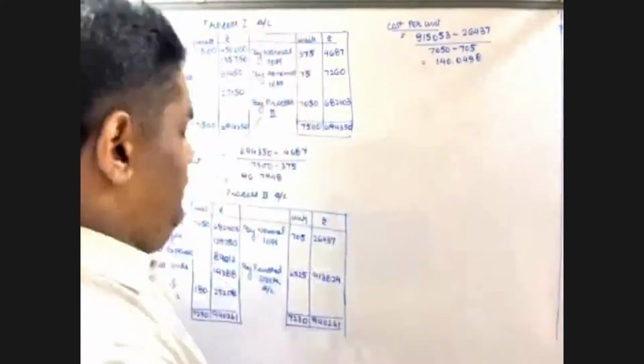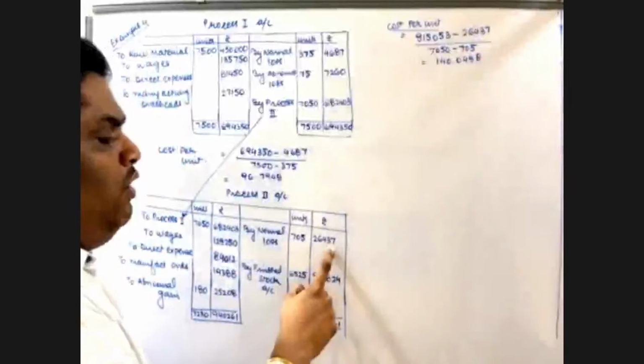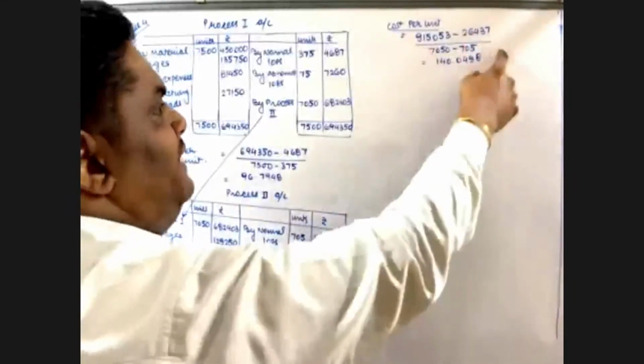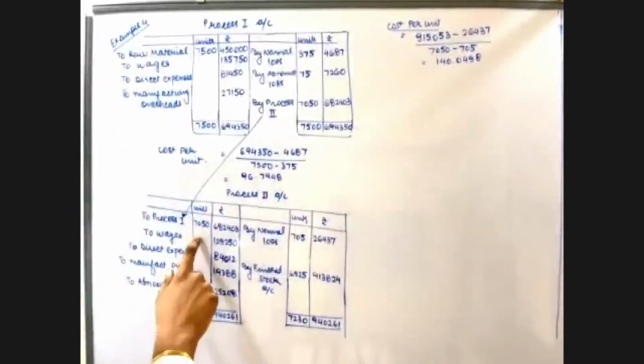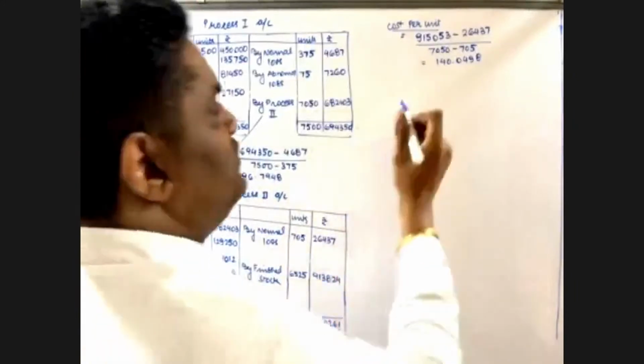So Kiran Shukla, the cost is calculated as the total cost minus the scrap value on sale of normal loss, divided by total units, that is 7,050 minus 705. This is how this cost is calculated. Now let's prepare finished stock account.